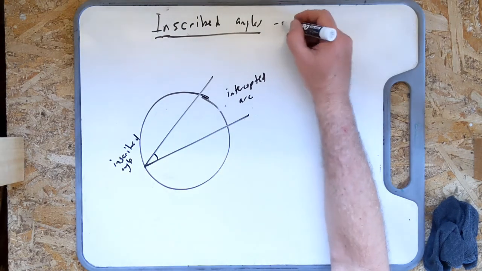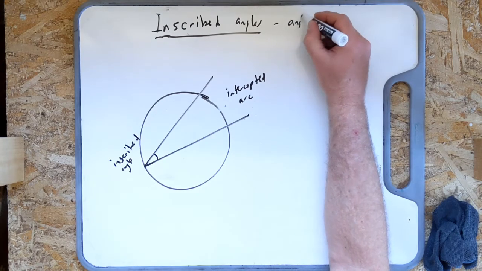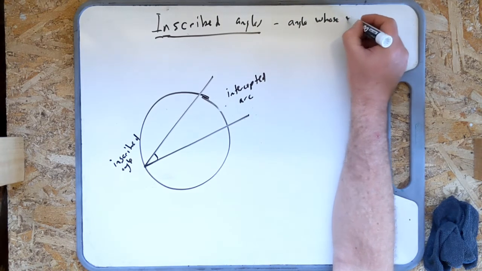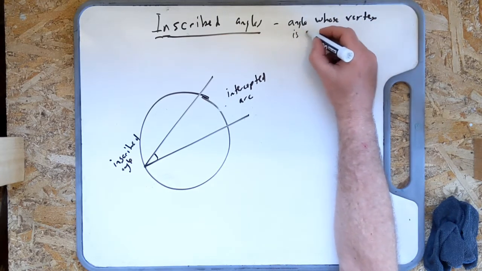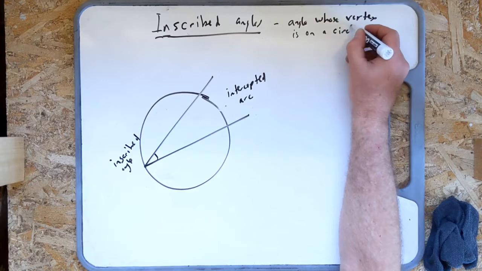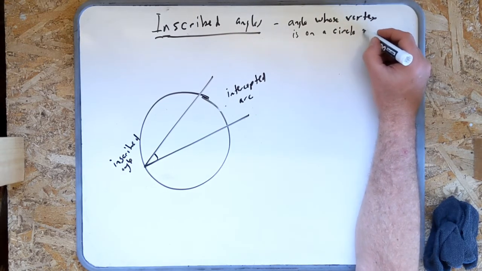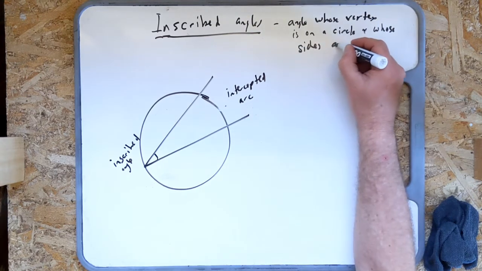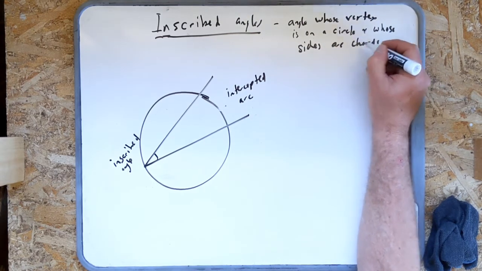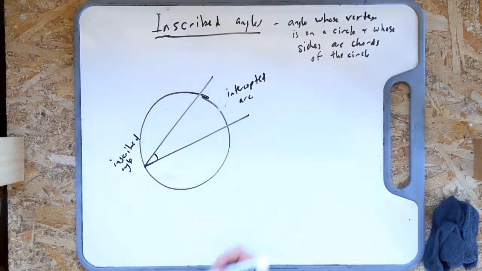So just a definition up here. An inscribed angle is an angle whose vertex is on the circle and whose sides are chords of the circle, meaning they cut across it in some way.